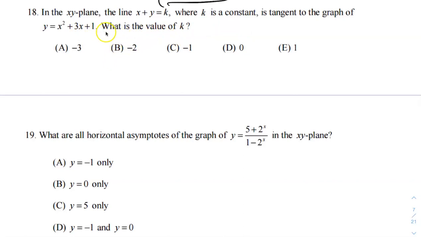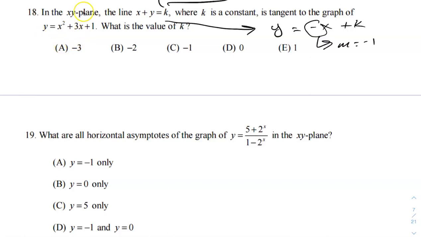The best way to think about this one is this. The line x plus y equals k is a tangent to the graph, so this is like the equation of a tangent line. Let me write it and solve for y. y equals negative x plus k. From an equation of a tangent line, how do you get the slope? The slope is negative 1. Well, that's the derivative at x1.